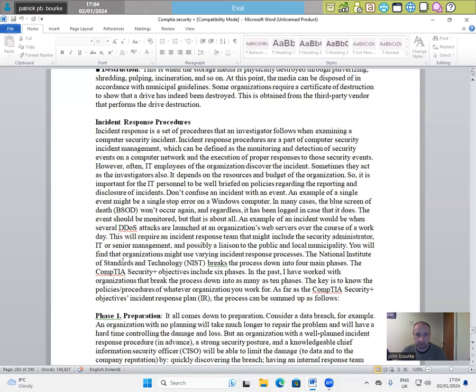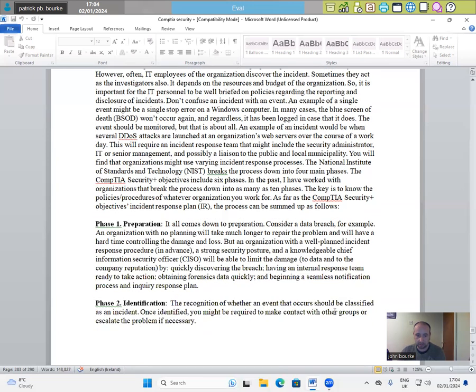You will find that organizations might use varying incident response processes. The National Institute of Standards and Technology, NIST, breaks the process down into 4 main phases. The CompTIA Security+ objectives include 6 phases. In the past, I have worked with organizations that break the process down into as many as 10 phases. The key is to know the policies and procedures of whatever organization you work for. As far as the CompTIA Security+ objectives for the incident response plan, IR, the process can be summed up as follows.